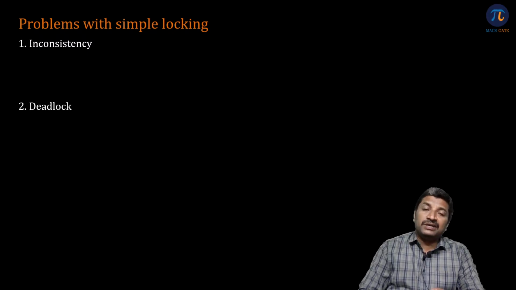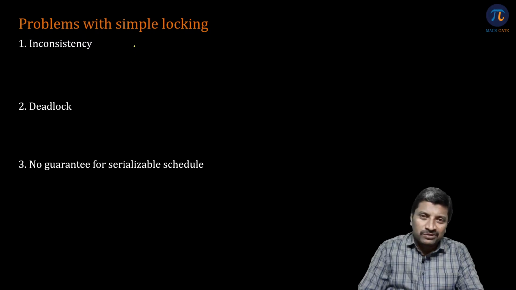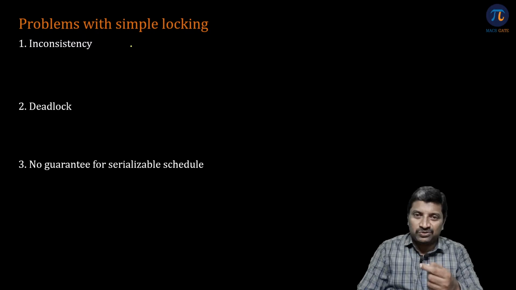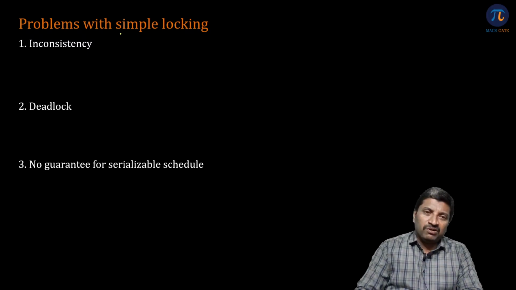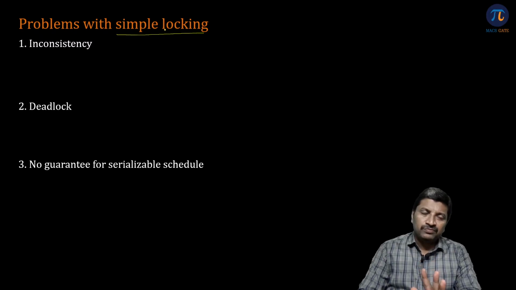The second one, deadlock. The third one, no guarantee for serializable schedules. Sir, what is the main purpose of concurrency control protocols? It needs to produce only serializable schedules. But if I follow only simple locking protocol, there is a chance of producing non-serializable schedules, right? Similarly, there is a problem of inconsistency and there is a chance of deadlock also.